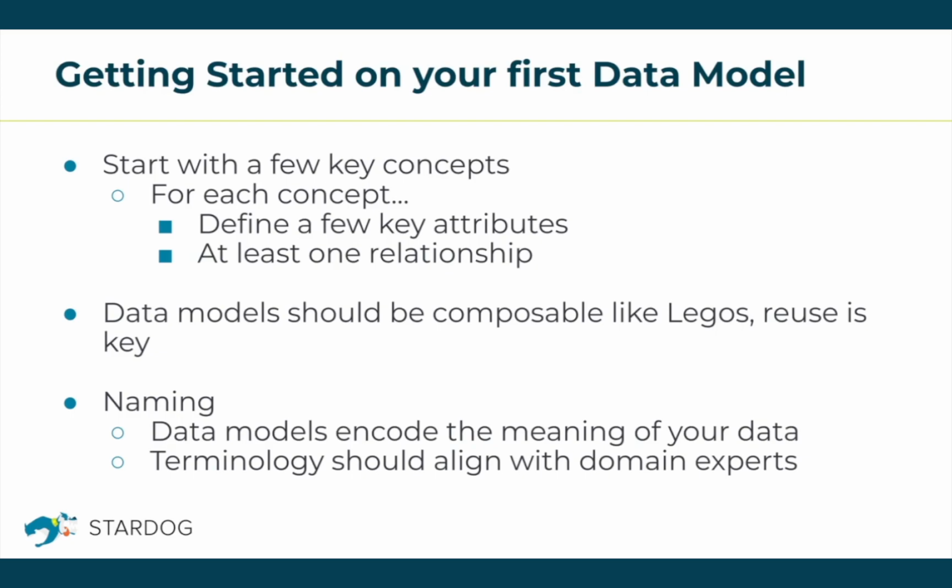You're building a semantic layer here, so whatever you decide here is what the Explorer's users will see. But don't worry, all these things can be edited later in just a few clicks, so there's no pressure. From a naming perspective, data models really encode the meaning of your data and the names you use to convey to the Explorer users what your classes and relationships will contain. So your terminology should align with your domain experts and, equally importantly, your Explorer users.